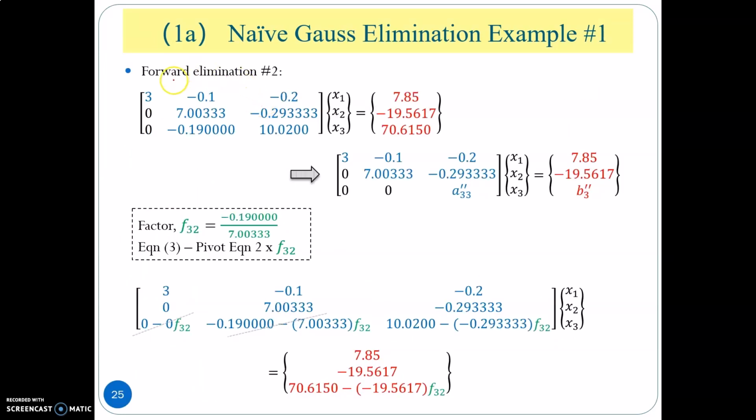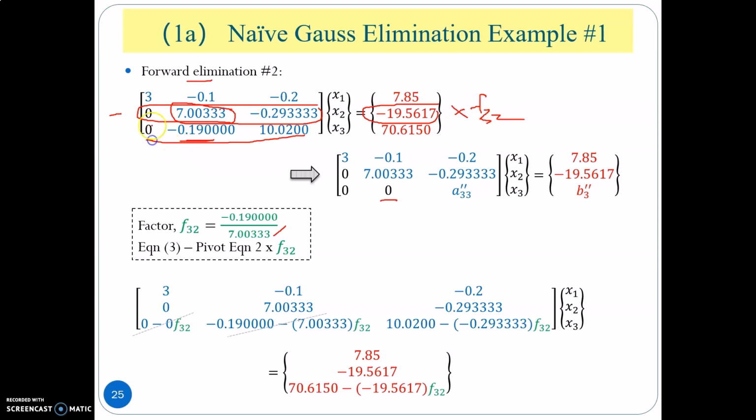Next, we continue with the second forward elimination to eliminate this term into 0. Let the second equation here be the pivot equation, and let the 7.00333 be the pivot element. So you can obtain F32 by taking negative 0.19 divided by the pivot element here. Then we take the third equation minus the second equation here and multiply with F32.